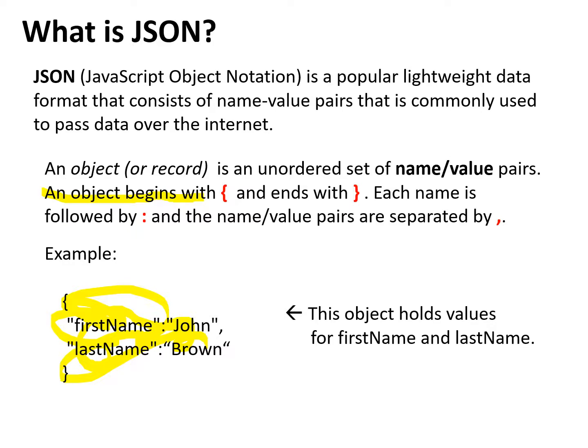Each name is followed by a colon, and then the value comes later. If we have more than one name value pair, which usually we do, we would have each of these name value pairs separated by a comma. So this particular object holds values for first name and last name.